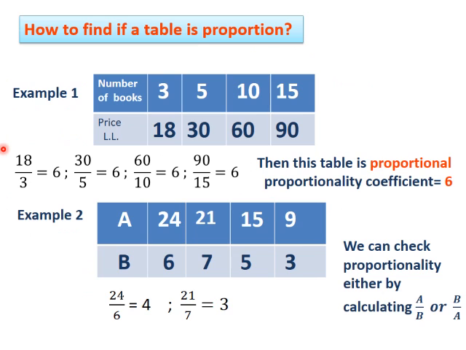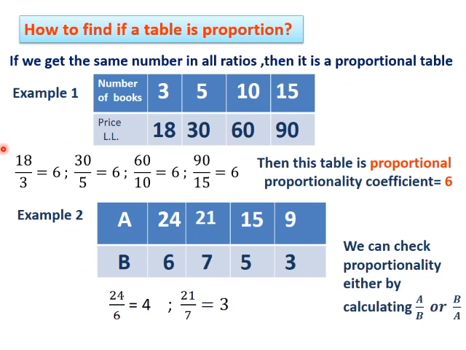How to find if a table is proportional? If we get the same number in all ratios, then it's a proportional table. In example number 1, we have a table. The first row is the number of books and the second one is the price. We are going to find the ratios. The first ratio is 18 over 3, it's equal to 6. The second one is 30 over 5, it's equal to 6. The third one is 60 over 10, it's equal to 6. And the fourth one is 90 over 15, it's equal to 6 as well. Then this table is proportional and the proportionality coefficient is equal to 6.